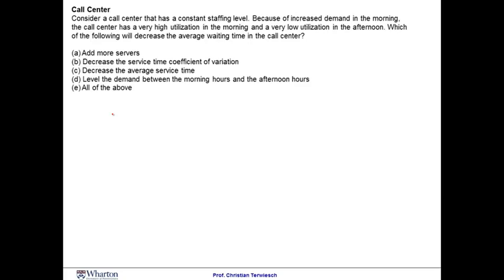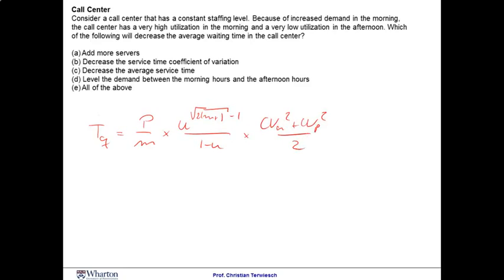All right, so this is a qualitative question. There is really no number here that you could crunch into the waiting time formula. Nevertheless, I think it's helpful to remind ourselves of the waiting time formula. T_q equals p divided by m, utilization raised to the power of the square root of 2(m+1), minus 1, divided by 1 minus u, times CV_a squared plus CV_p squared, divided by 2.